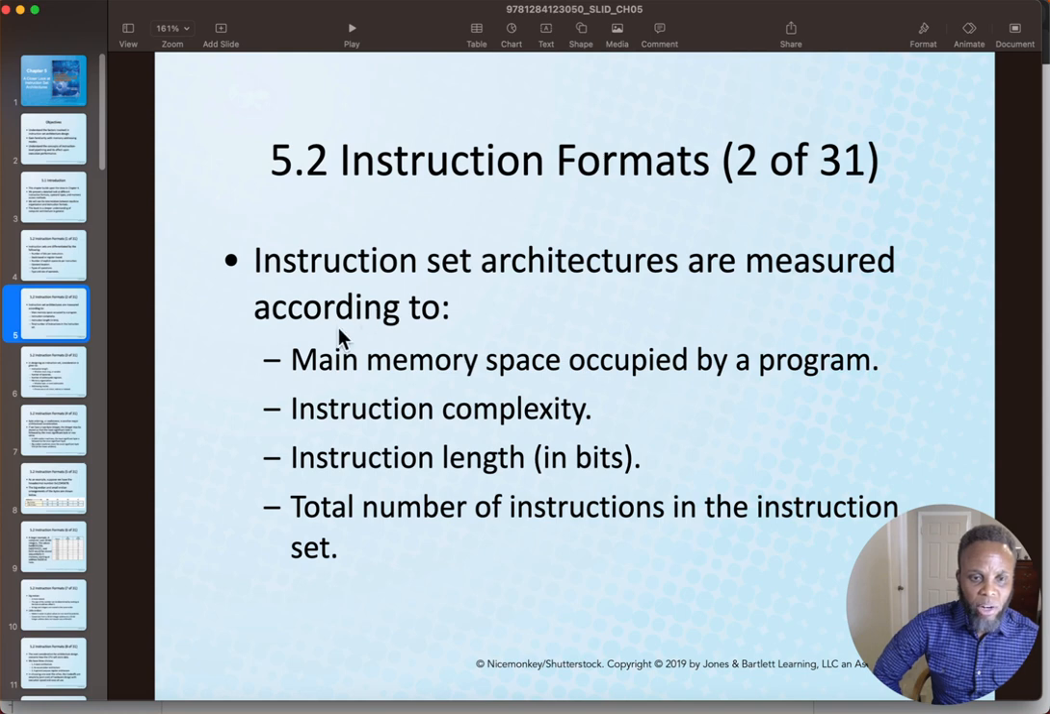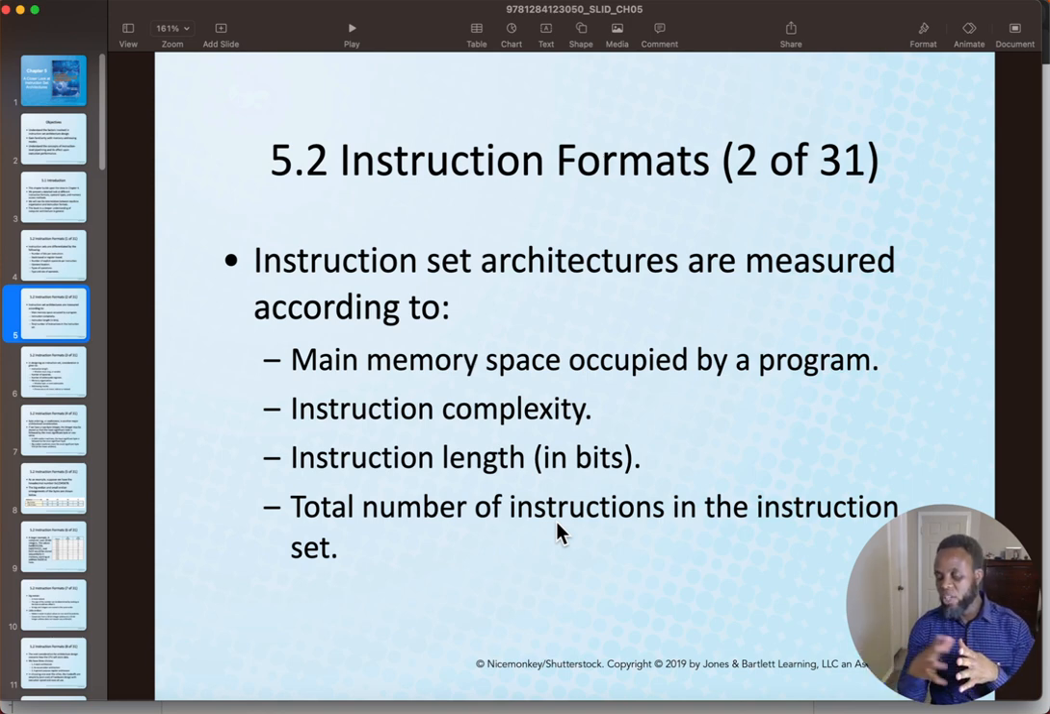Instructions and architectures are measured according to the main memory space occupied by the program. Instruction complexity, again, remember instruction is the operand and the opcode. Instruction length, how many bits is used to store each instruction, and the total number of instructions in the instruction set. Remember, instruction set architecture is ISA, the set of all instructions that this computer supports. In chapter 4, you saw the memory computer, right? It supports a limited set of instructions, right? So the number of instructions in the instruction set also is what differs one architecture from another.